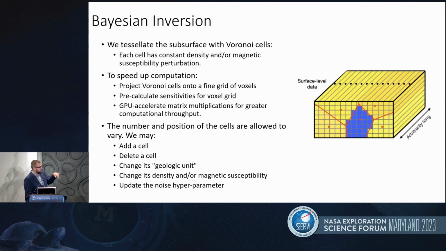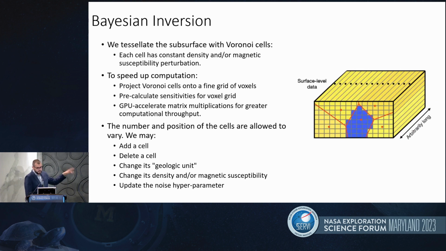So our approach is self-parameterizing. We have a random number of Voronoi nuclei, and we project these Voronoi cells, these nuclei, onto a regular grid for ease of computation. We pre-calculate the sensitivities for each of those small voxel grids, and then we GPU accelerate that matrix multiplication for greater computational throughput. This is a very computationally expensive problem. Even in 2D, 3D is much, much harder.